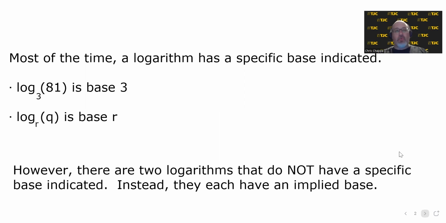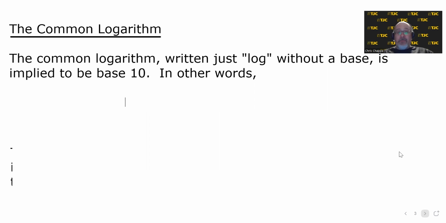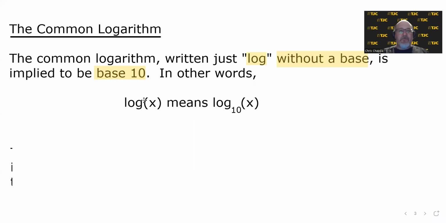And here they are. The first one is called the common logarithm. The common logarithm, written just log, L-O-G, without a base, is implied to be base 10. Let's find the important parts in that sentence. Log without a base is base 10. In other words, log of x actually means log base 10 of x. So if you see a logarithm with log, no base, it's an implied base 10.